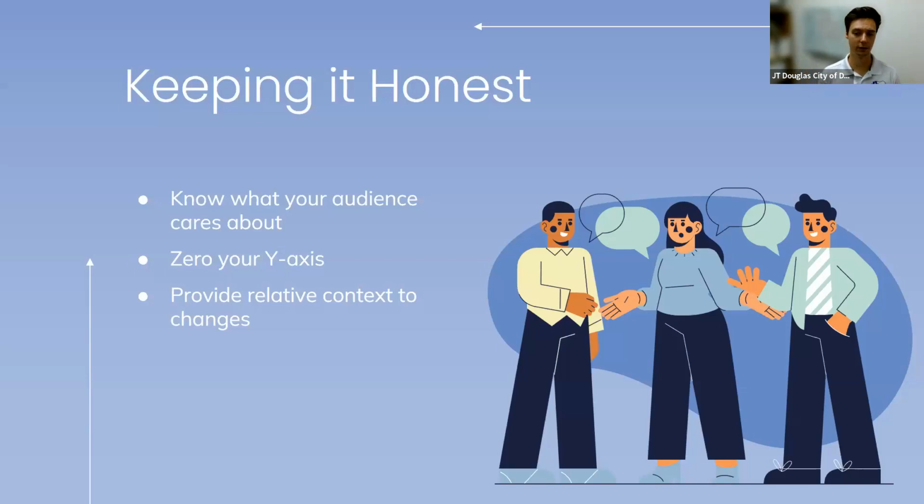And then provide relative context, just like that example with the statements. So we want to have multiple points of context, whether that's the previous year, whether that's the budget as a whole. If you're saying, this is 60%, what is 60% in terms of actual numbers? What are we talking about there? So the context to things is incredibly important.